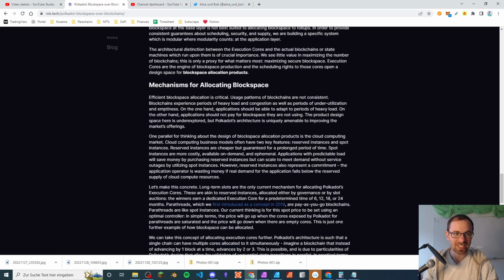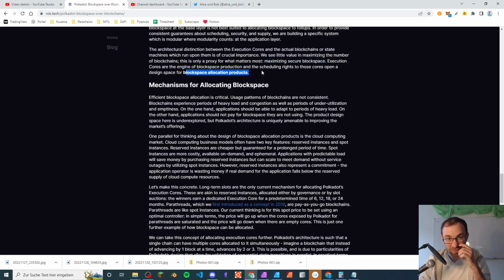Okay. The architectural distinction between the execution cores and the actual blockchains or state machines which run upon them is of crucial importance. We see little value in maximizing the number of blockchains, obviously. This is only a proxy for what matters most: maximizing secure block space. Execution cores are the engine of block space production, and the scheduling rights to those cores open a design space for block space allocation products.